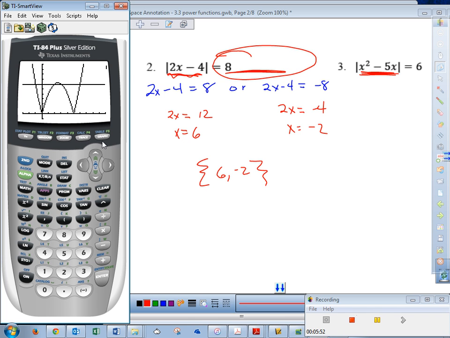And now I can see a little better. How many places of intersection are there really? 4. So let's find those by hitting second, calculate. Option 5 is intersect. They ask you which curves do you want. The curves are the things that you punched in as equations. There's only 2 different equations. So the first curve, hit enter. The second curve, hit enter.